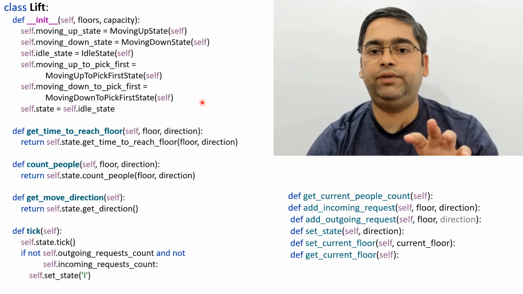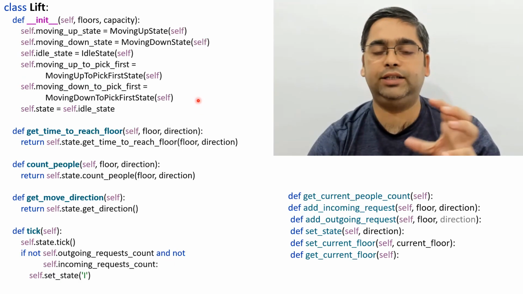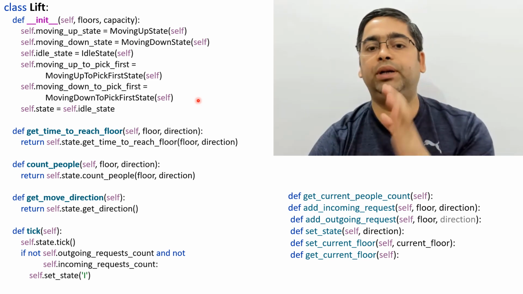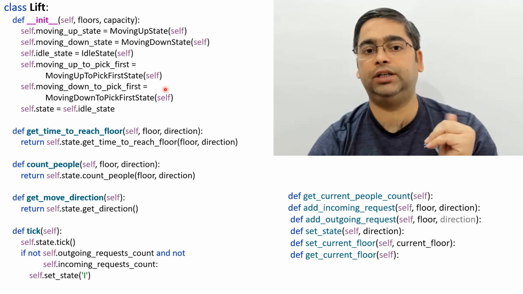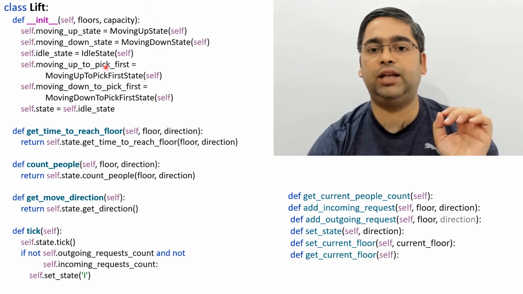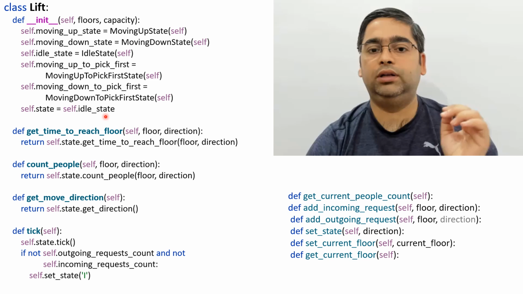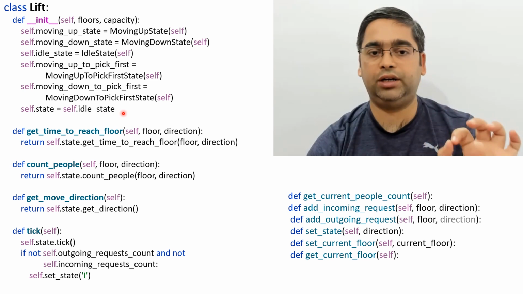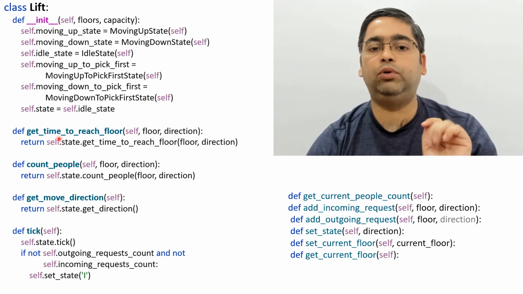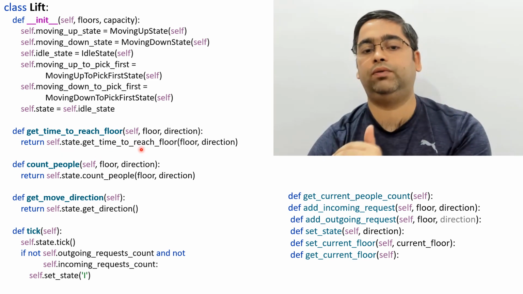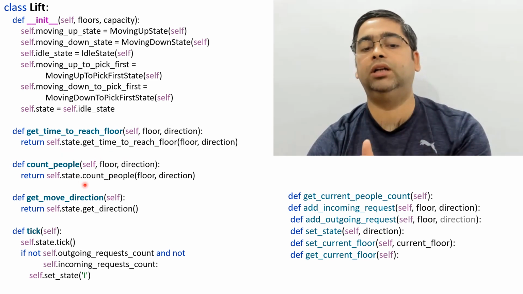Now class Lift is going to use all these state classes to simplify the implementation of its different methods. They would have been complicated had we not used these states. So it initializes all these state objects once: moving up, moving down state, idle state, moving up to pick first, and so on. And there is the current state of the lift. It initializes with idle state. For get time to reach floor, it simply calls the state method, current state dot get time to reach floor. For counting people, it does the same.